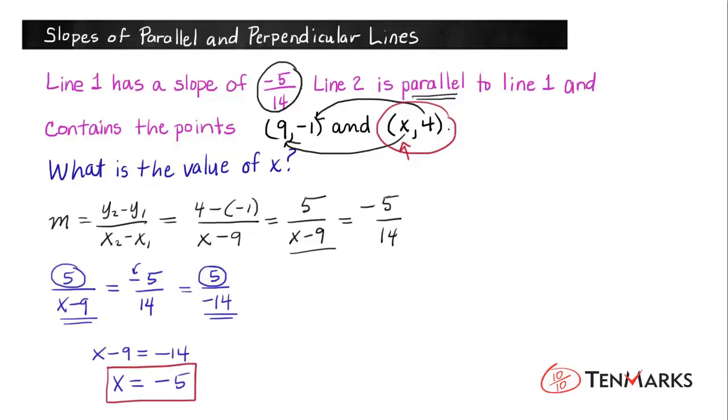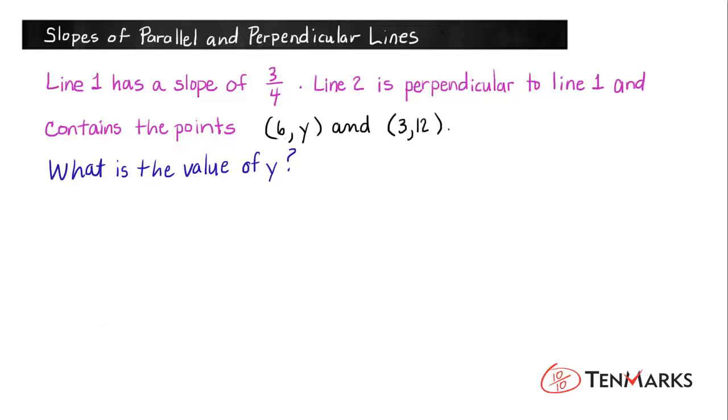Now let's take a look at another question. It's a lot like this one. This one says that line 1 has a slope of 3/4 and line 2 is, instead of parallel, perpendicular to line 1, and it contains the points (6, y) and (3, 12). What is the value of y?